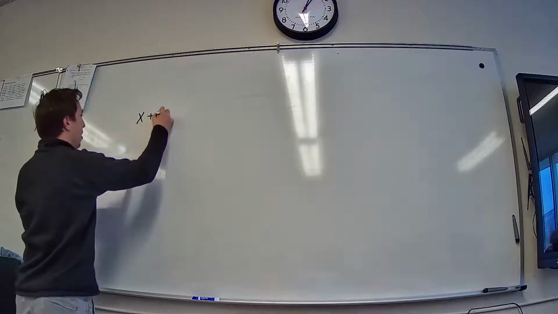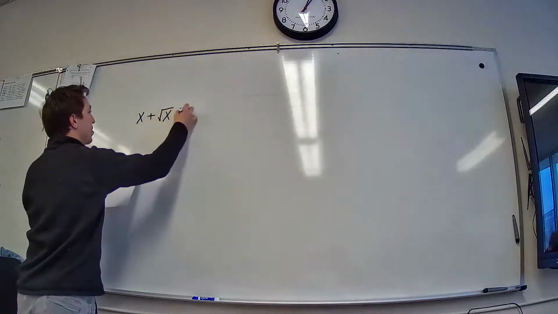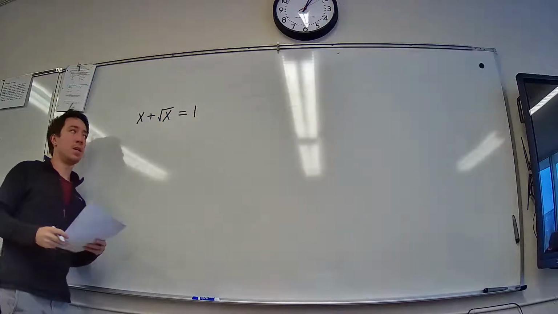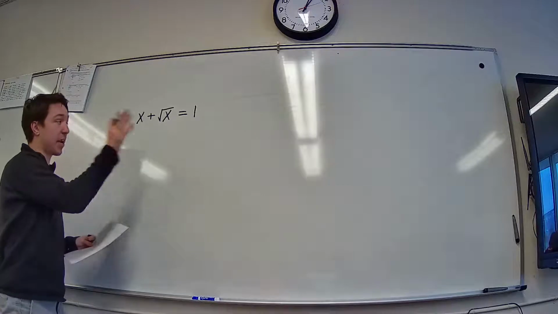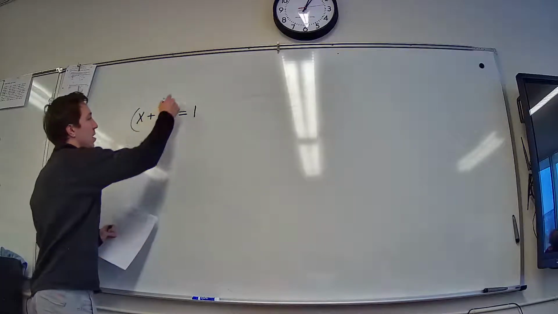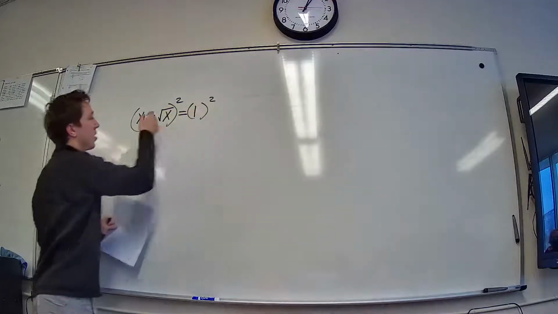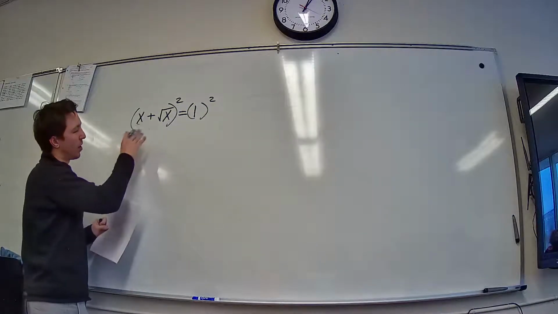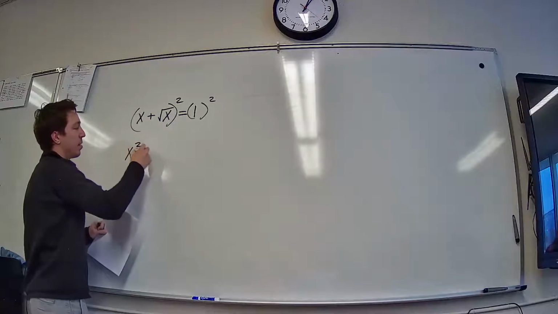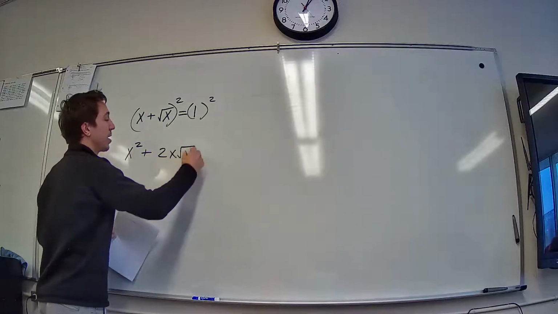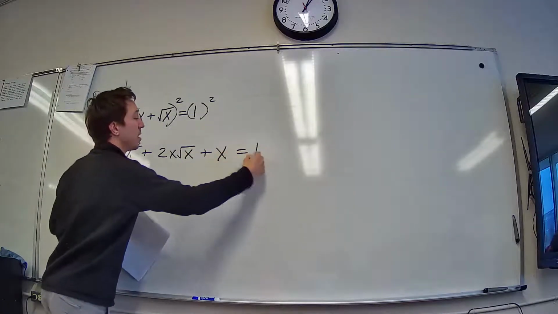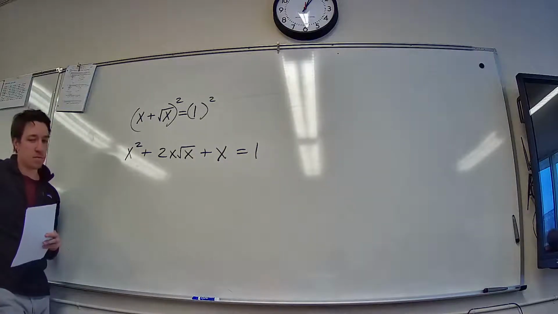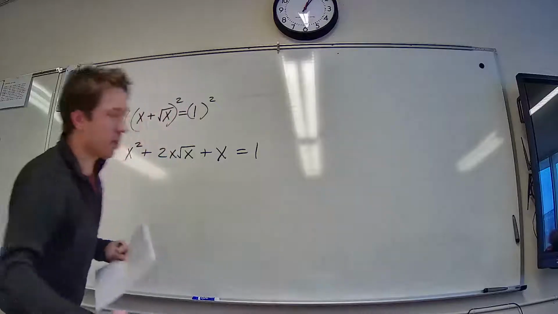Who's got an idea of what our first step could be to answer this question? Anyone? Square. Let's look at that. Okay, that's a good idea, but watch what happens. Square both sides. Don't copy this down. This is going to end up being not quite the right way to go. You get x squared plus 2x root x plus x equals 1. You go, no, thank you. Yeah, no. I'm sorry. As you should be.